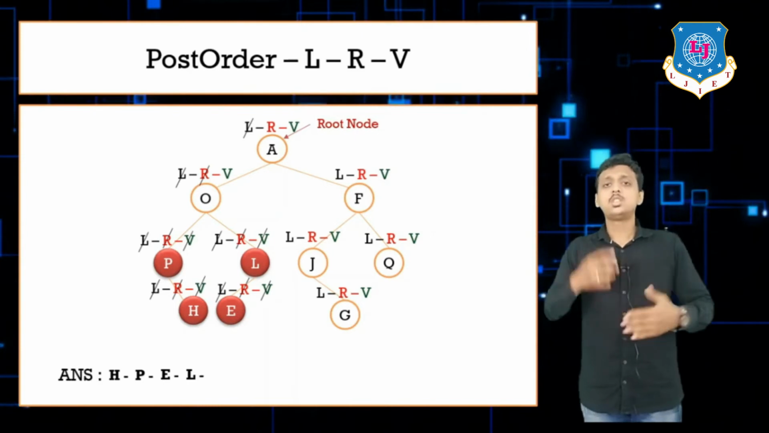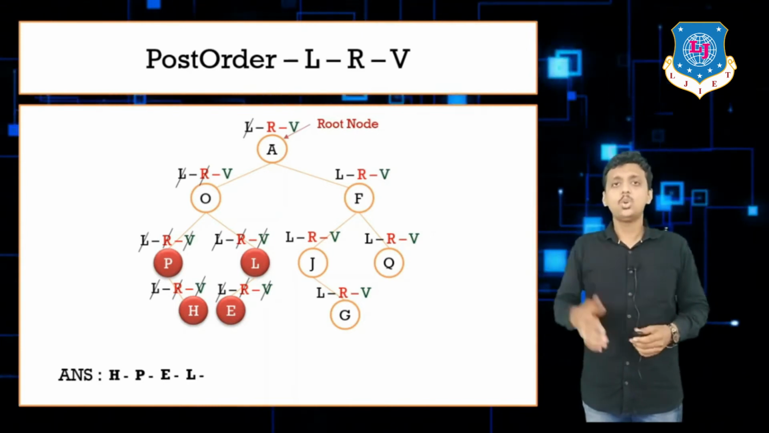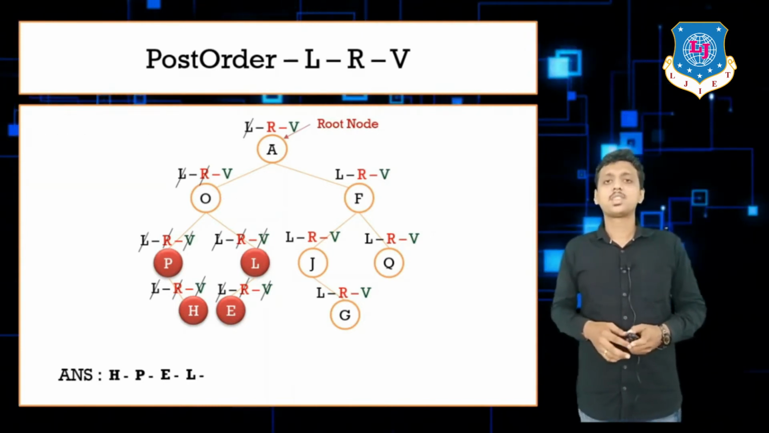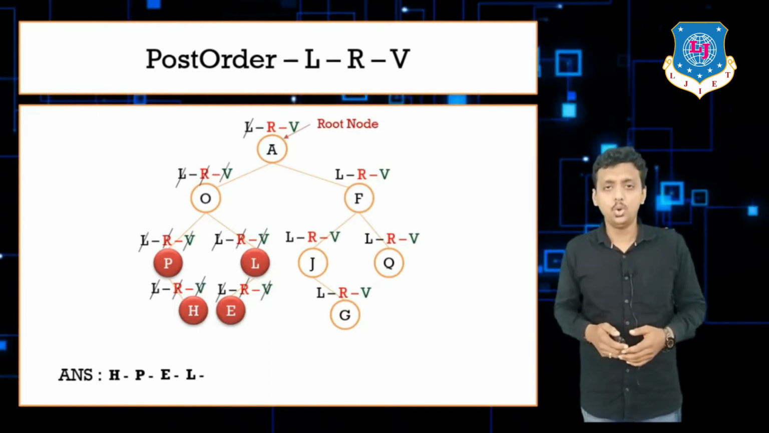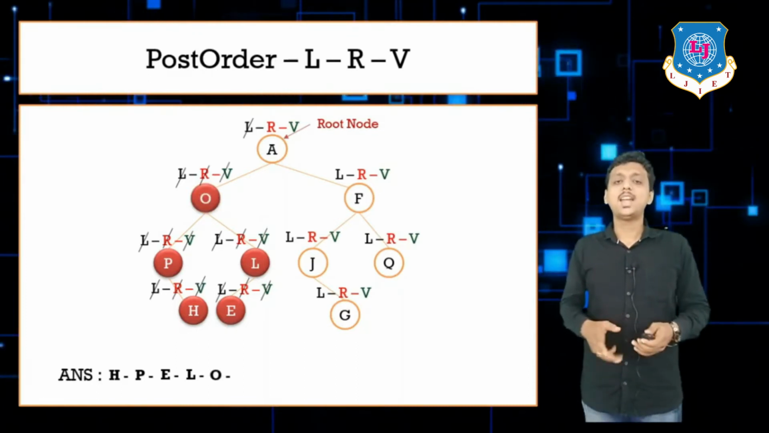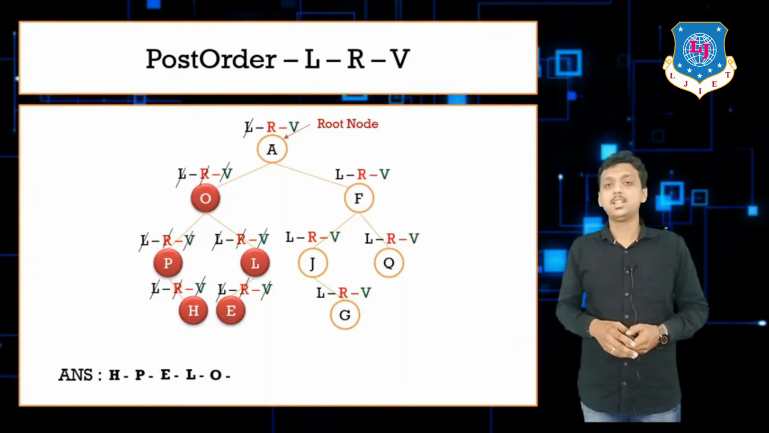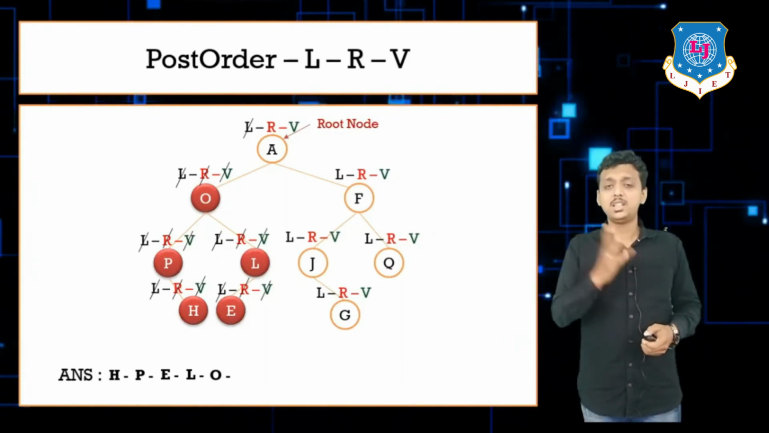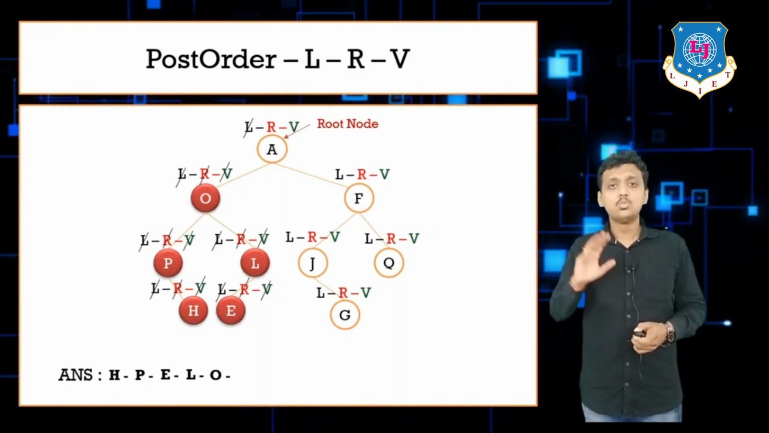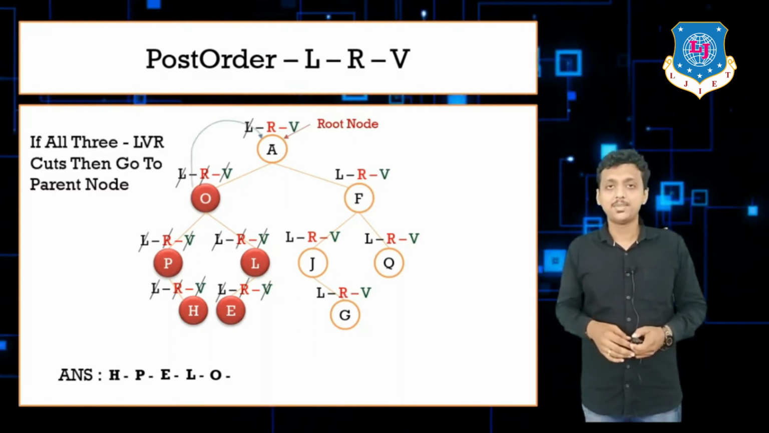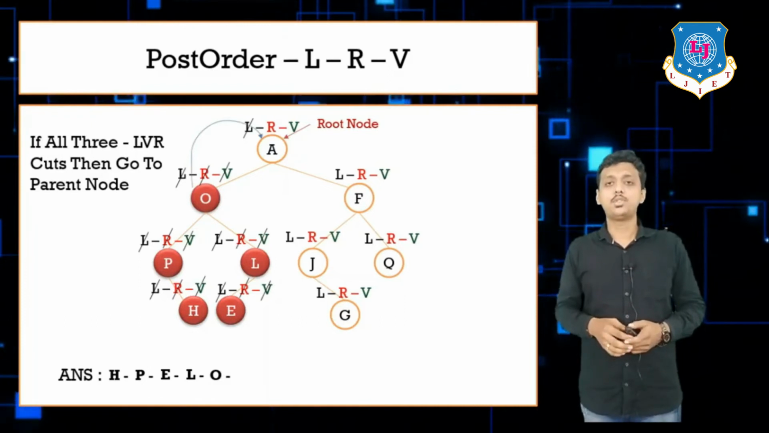So what to do? Just move towards O again. Then we need to visit O. So visit O and write O in the answer bucket over here. See, L, R, V done for O. So move towards root node A, which is the parent node of O.